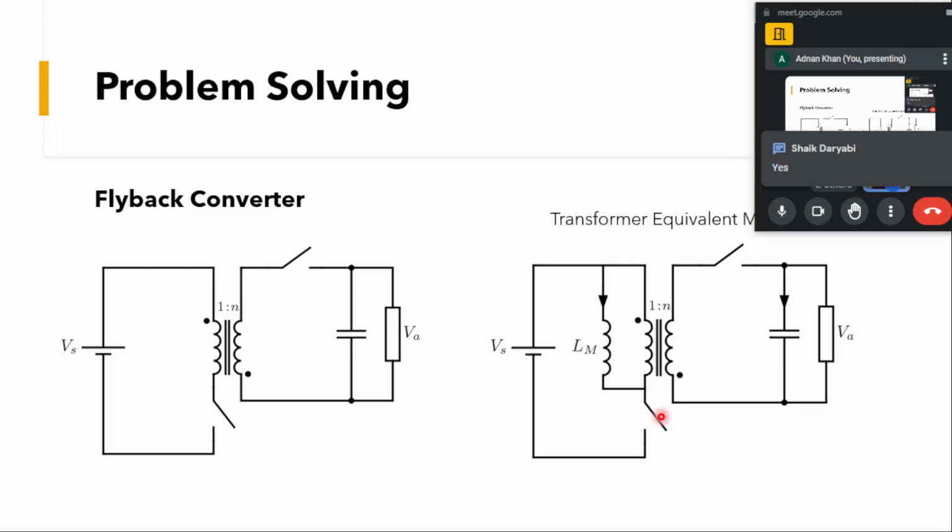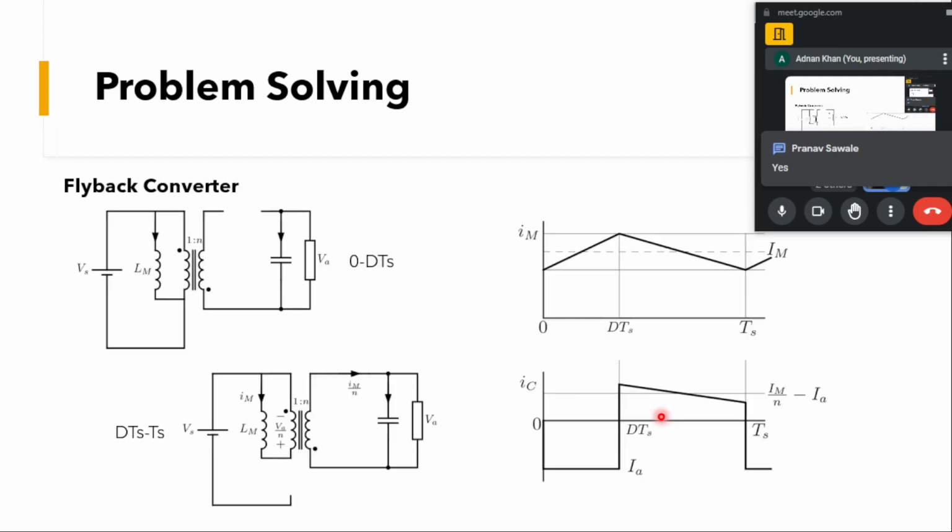Yes, up to this. Now we'll see the different operating stages, like modes, like we saw in the buck converter or boost converter. Let us see first the 0 to DTS interval. We know in 0 to DTS we turn on the switch. When we turn on this switch, this LM is connected across this, so this Vs voltage will be across LM.